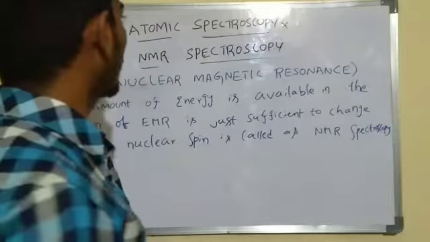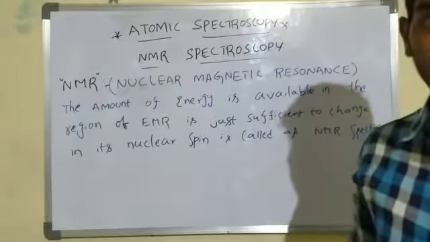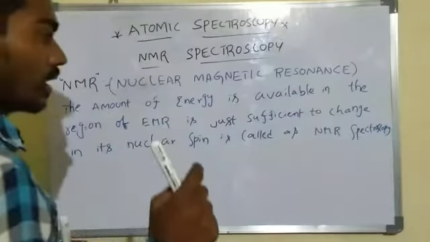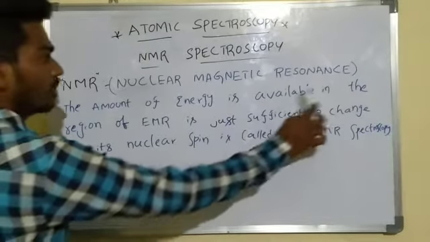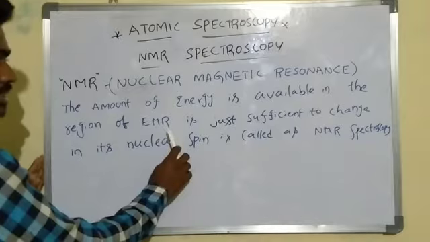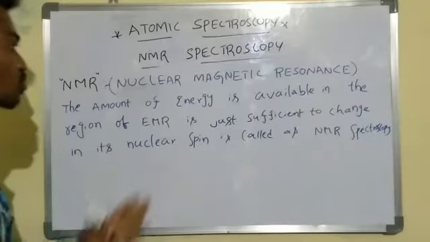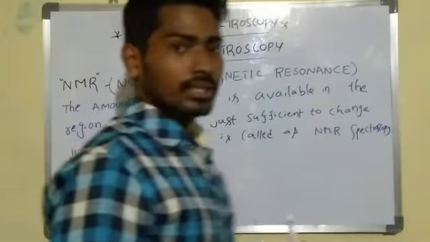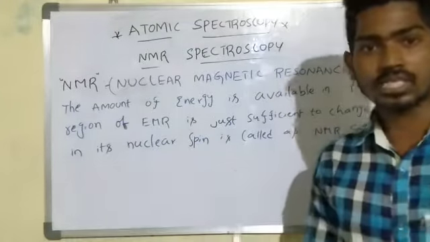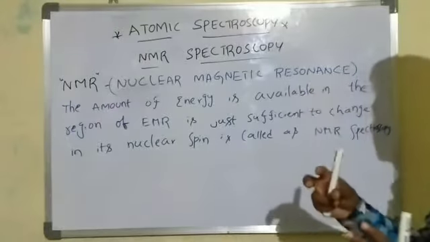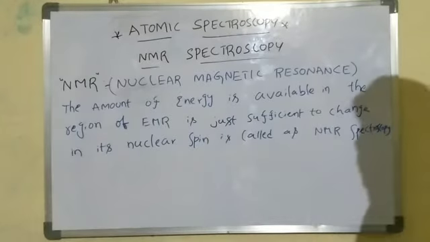What is NMR spectroscopy, and why are we using this NMR spectroscopy tool in the industrial area? Initially, what is NMR spectroscopy? The amount of energy available in the region of electromagnetic radiation that is just sufficient to change its nuclear spins is called NMR spectroscopy.